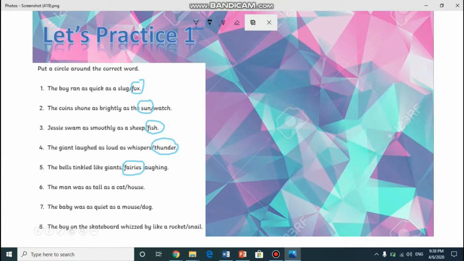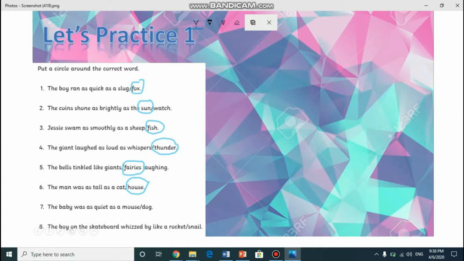So if Miss Ola is standing next to Mr. Ma'an, then Mr. Ma'an is taller than Miss Ola. And if Miss Ola is standing next to Mr. Rashid, then Mr. Rashid is way taller than Miss Ola. So now here I say the man was as tall as a cat, or I say the man was as tall as a house. Excellent. So I say the man was as tall as a house.